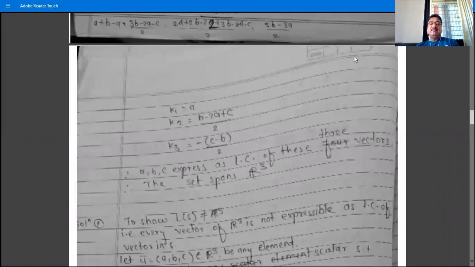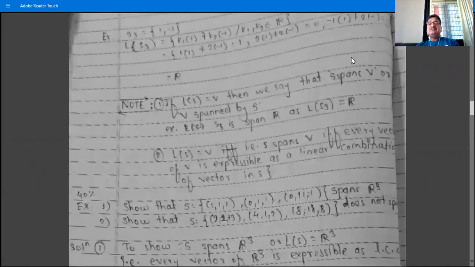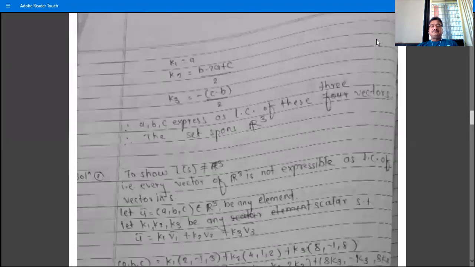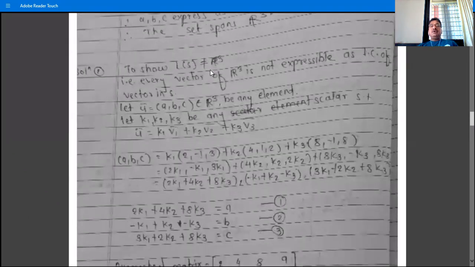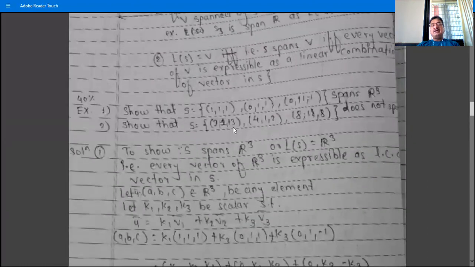So what is the second example? We have to show that this other set, (2, -2, 3), (4, 1, 2), and (8, 1, 8), does not span R3. So we have to show LS is not equal to R3. That is, every vector of R3 is not expressible as a linear combination of vectors in S in the second case. If the question is like that, determine whether this set spans R3.